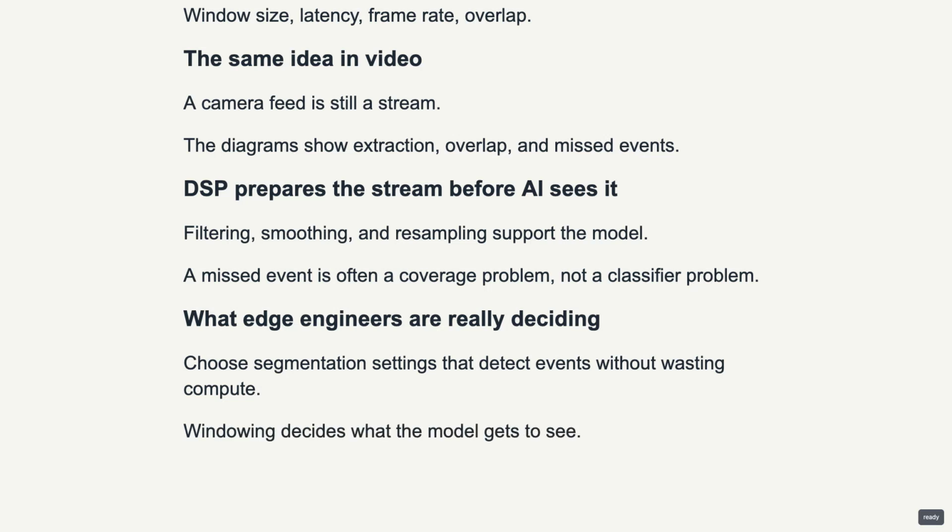Stream handling is part of the system's intelligence because it controls the evidence that reaches the model. Segment the stream well, and the rest of the pipeline can work with a fair view of the event. Segment it badly, and every downstream step starts from partial evidence.